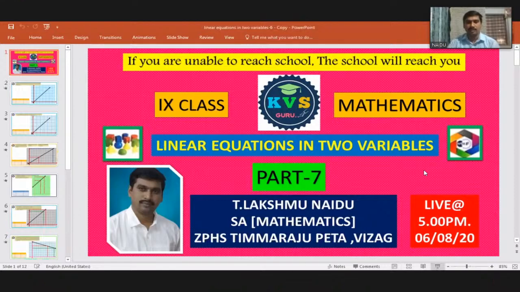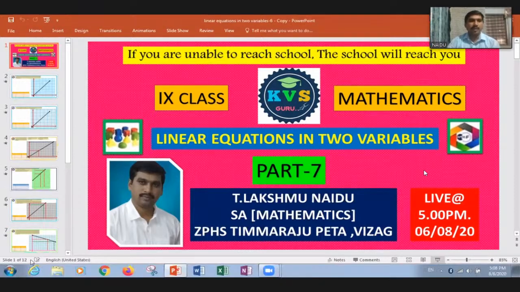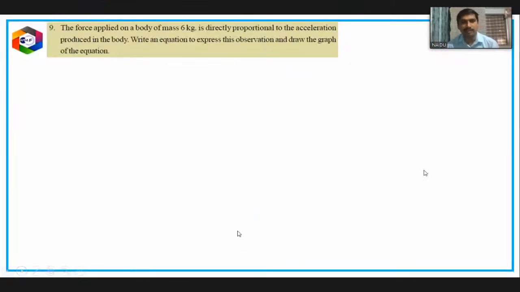Next problem. Yes, children. Here the question number 9. Yesterday we have discussed up to I think 7 or 8. So question number 9. Here the question is: the force applied on a body of mass 6 kgs is directly proportional to the acceleration produced in the body. Write the equation to express this observation and draw the graph of the equation.